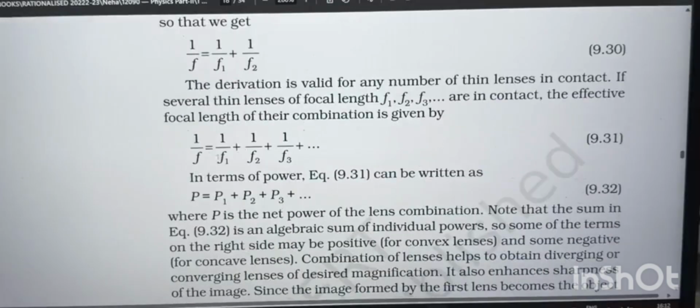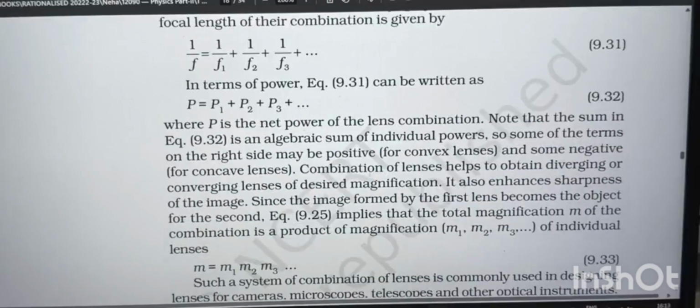Alright, and we already know if you take the inverse of the focal length, 1 by f, it is simply power. So P1, P2, P3 like that. If power is given, not an issue. If they are giving the power of one lens, the power of the second lens, you can directly add the powers. But if they are giving focal length, take 1 by f1 plus 1 by f2. In this way you have to take. So just like 1 by f1 plus 1 by f2 we have added here, if many lenses are kept together, then you have to simply add their inverse focal lengths in this way.